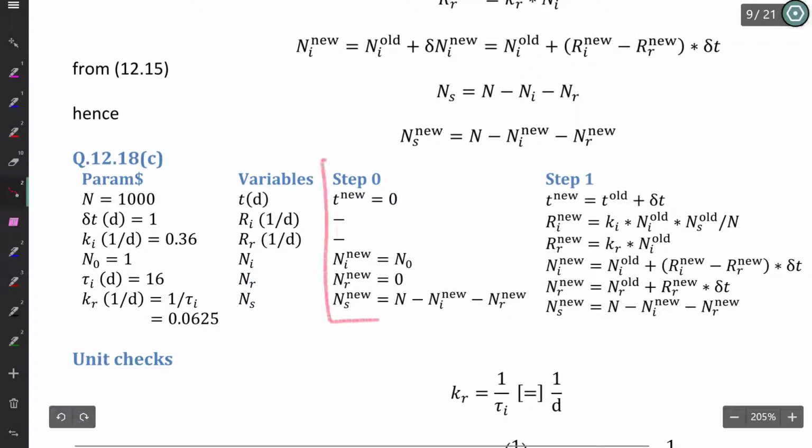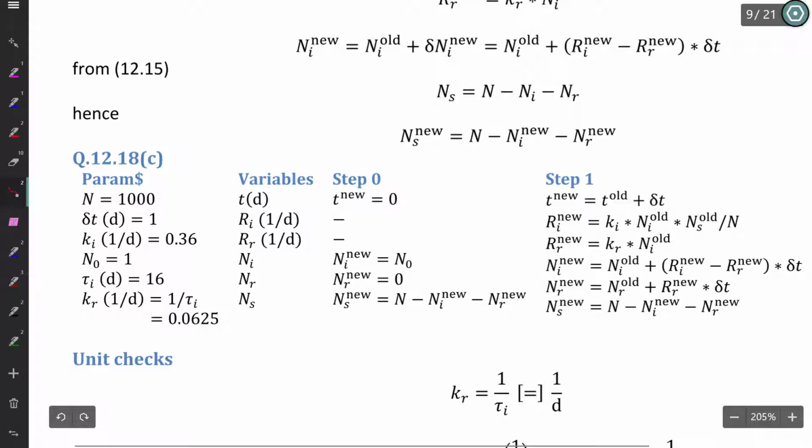In step 0, when we're setting up, we got these instructions. Set the time in step 0. New, remember, means the current step. It is 0. We don't need rates because we're not doing anything in the first step. We do need to set up the number that are infectious, and we're making that equal to N0, which we have over here as a parameter. The idea here is if you change the number in the parameters column, it gets transferred by the spreadsheet into step 0 automatically.